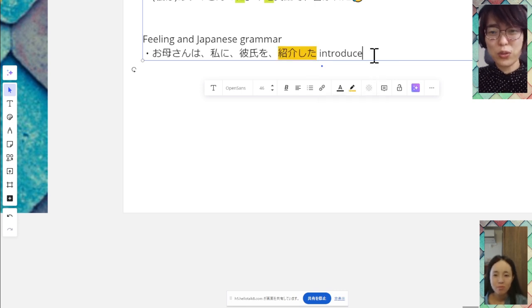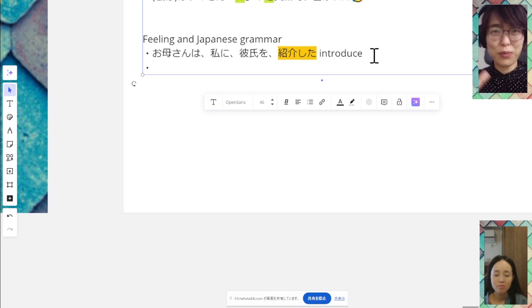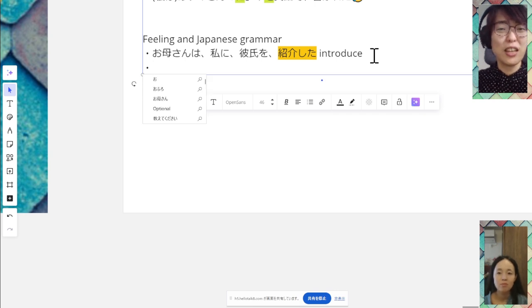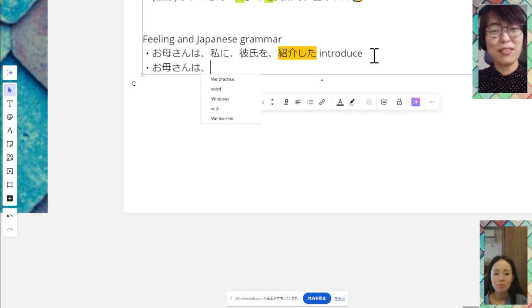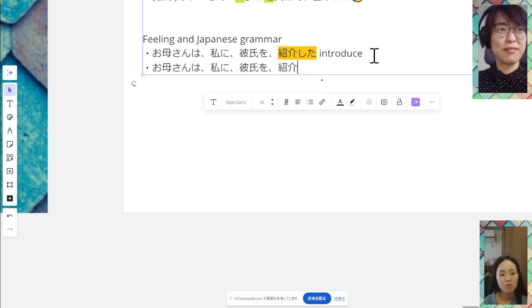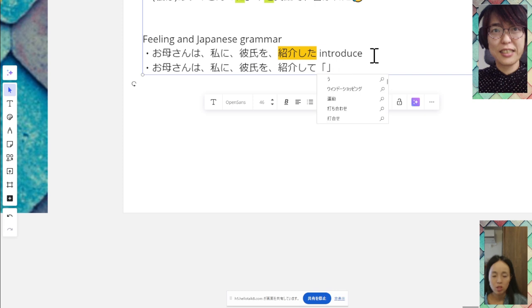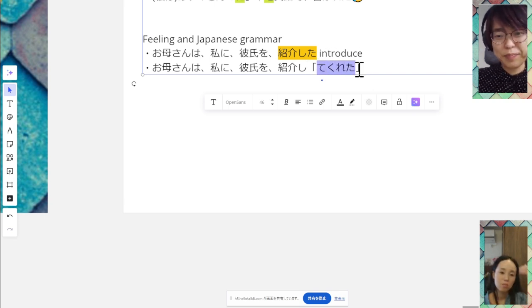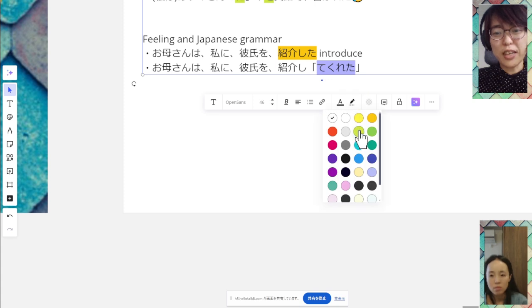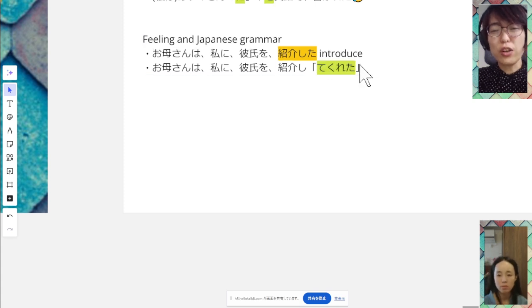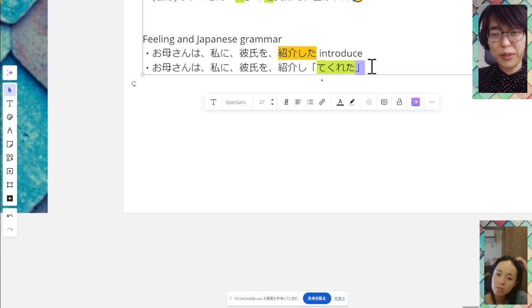So remember how to conjugate. And let's make it before passive. Let's see if you really like it. You're really happy about it. Okay, what would you say? お母さんは私に彼氏を紹介してくれた。Exactly. So, when we really love it, we put てくれる to express our appreciation. You are happy about it.